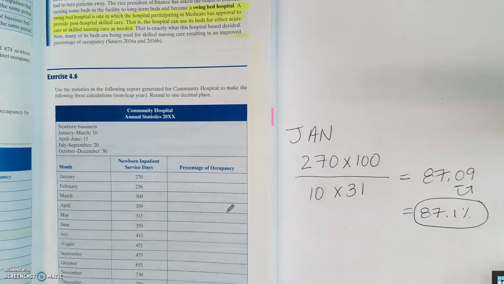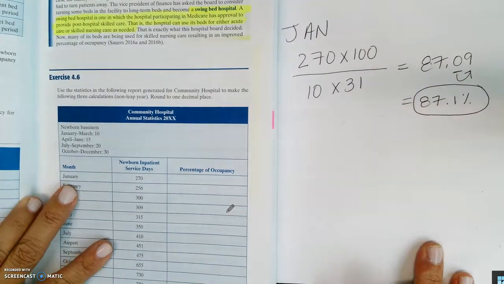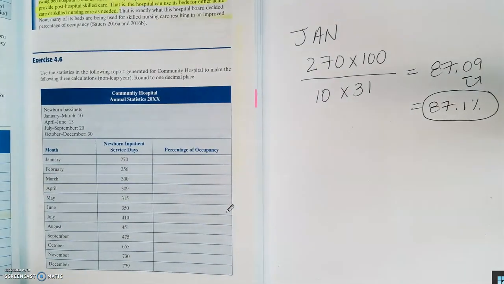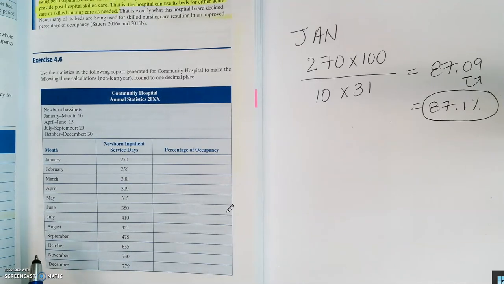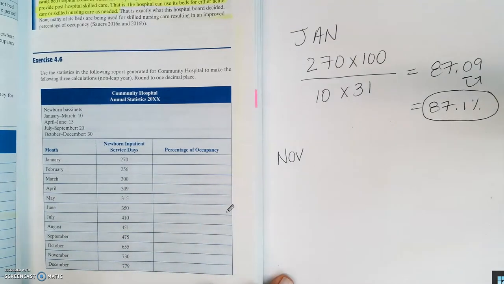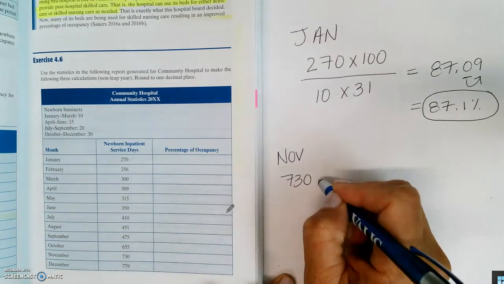So that's January. We'll do one more since it's bassinets and we haven't done those yet. It's pretty easy, kind of that plug and go. I'm going to choose one down at the bottom just because the bed count changes, so why not? So I'm going to choose November. Kind of random, but we'll do November. So November says we've got 730 newborn inpatient service days.